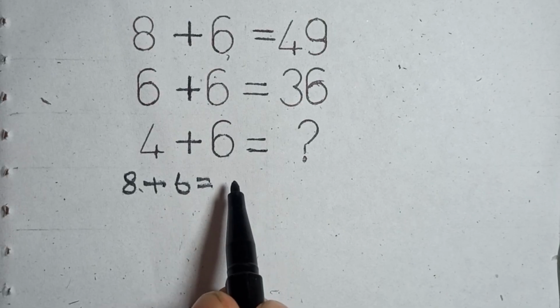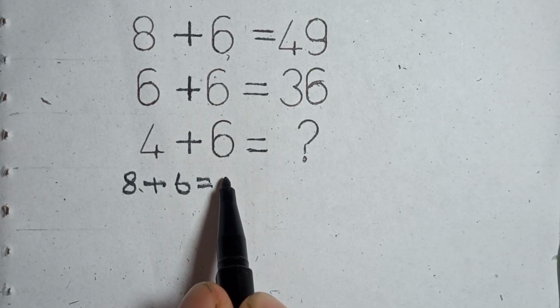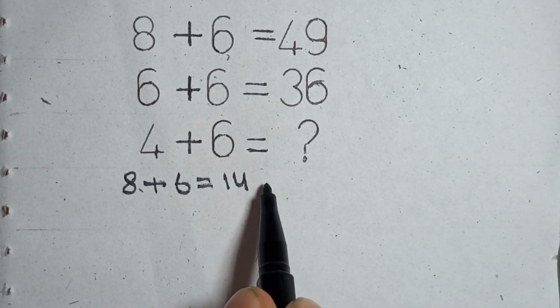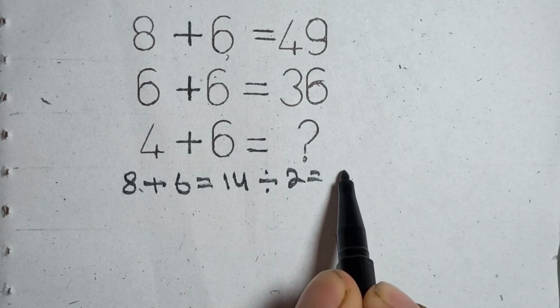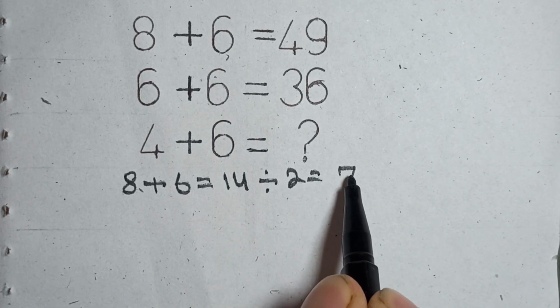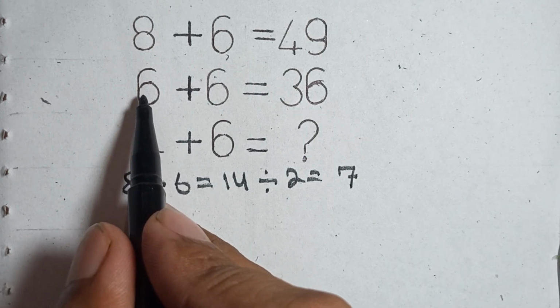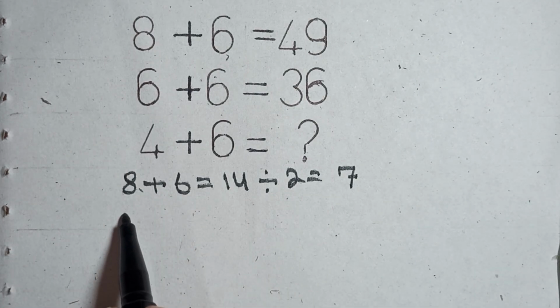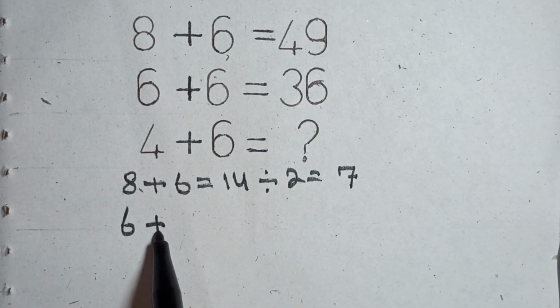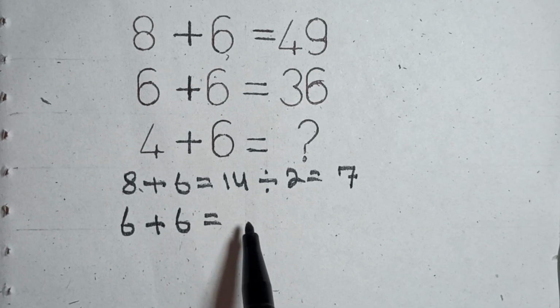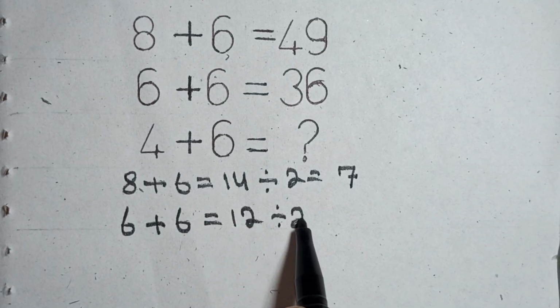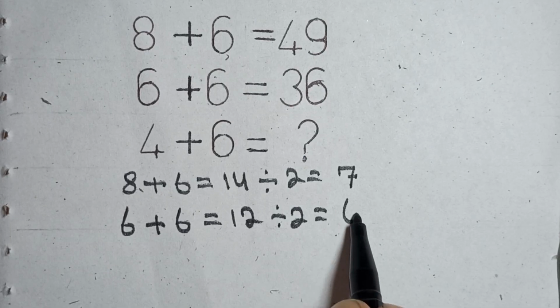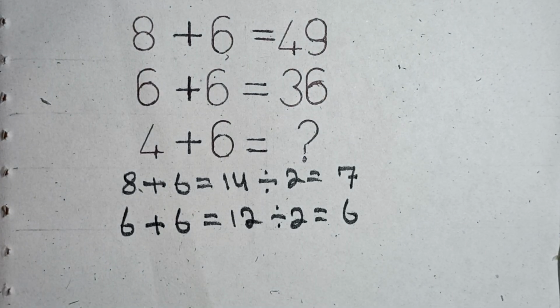8 plus 6 equal to 14. Now divide 14 by 2. That gives us 7. So we apply the same logic to row 2 also. 6 plus 6 equal to 12. 12 divided by 2. That gives us 6.